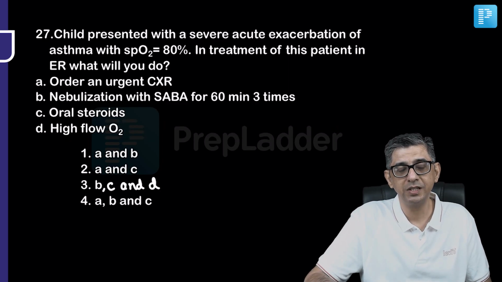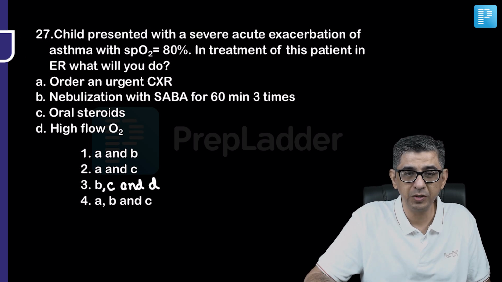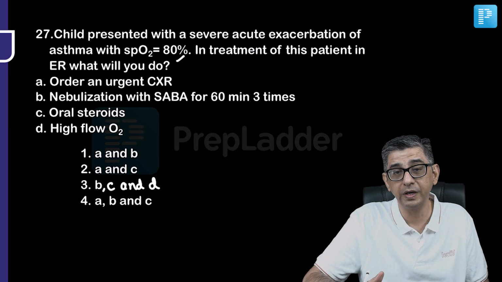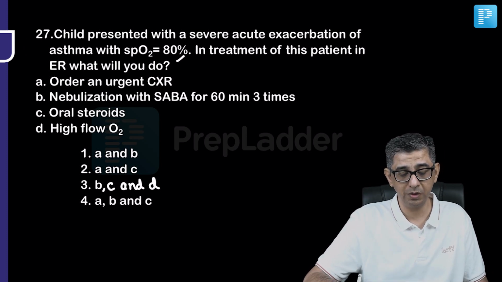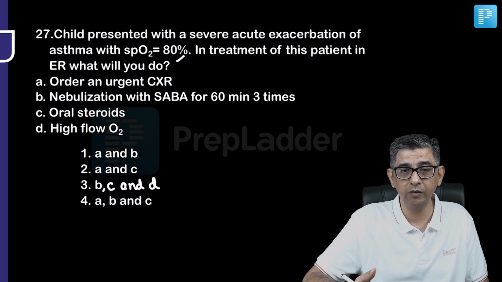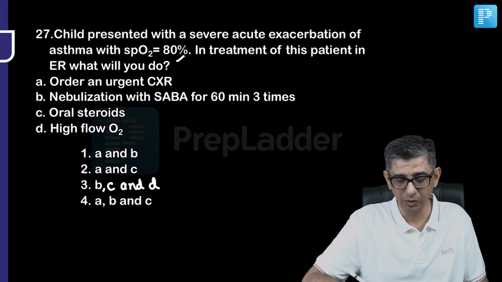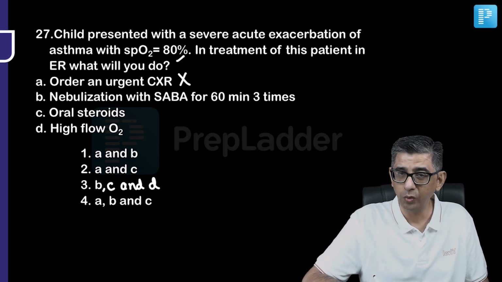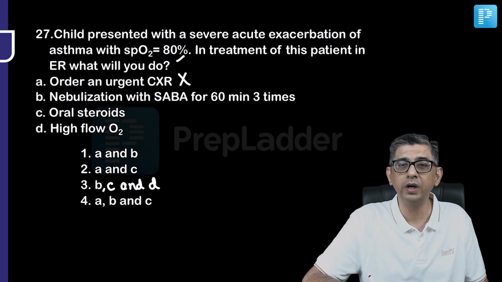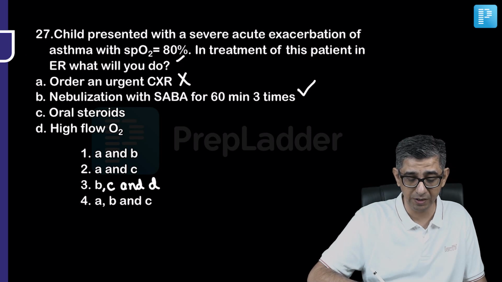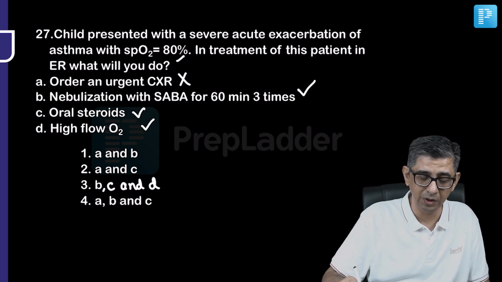Coming to the next one, he said a child is presented with a severe acute exacerbation of asthma with an SpO2 of only 80%. I would classify that as a life-threatening attack of asthma, considering the SpO2 is down to 80%, and he says all of the following would be done immediately except. Option A is chest X-ray. We routinely do not do a chest X-ray in asthmatics, only if you are suspecting maybe a concomitant pneumonia. It could be a bacterial pneumonia or COVID-19 pneumonia. You might do a chest X-ray in a patient, but routinely you would straight away nebulize the patient, give steroids, and give high flow oxygen to this person.